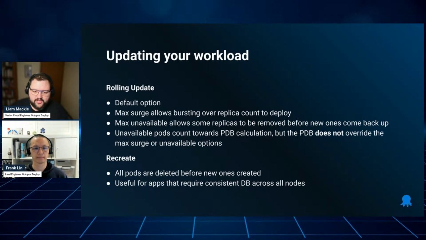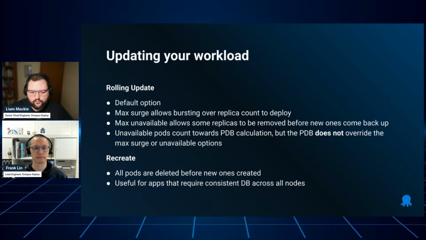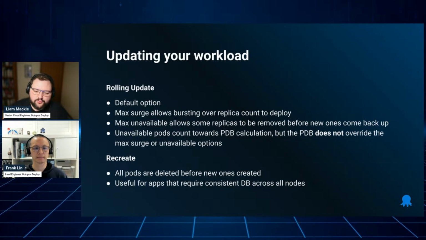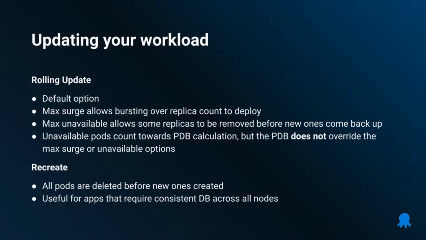Now, when you update your workload, replicas are replaced in either a rolling or recreate way. The rolling update is the default option, and you can tweak it to suit your uptime requirements. You can use max surge to make your replicas go up, or max unavailable to make some pods get removed prematurely. Keep in mind that pod disruption budgets don't override these options, so just double check the documentation before you depend on them.